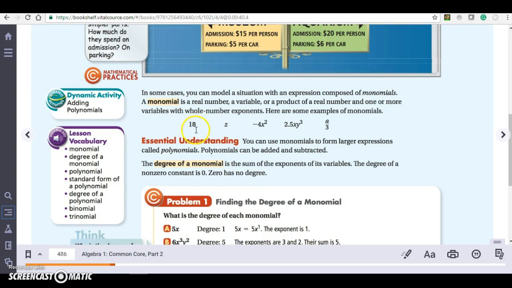So here I have 18, it's a real number, so it's a monomial. Z is just a variable, so it's a monomial. Here I have a product of -4 and x squared, and it has a whole number exponent of 2, so that's also a monomial. 2.5 is a real number. X is a variable. Y to the third, my exponent is a whole number, and it's the product of that, so it's a monomial. And a over 3 is also a monomial.